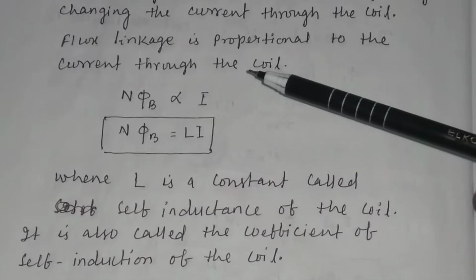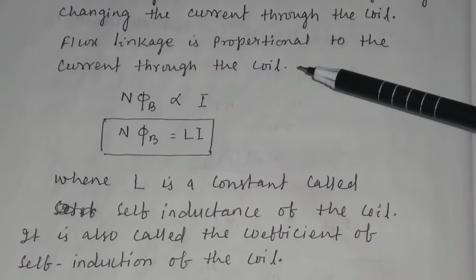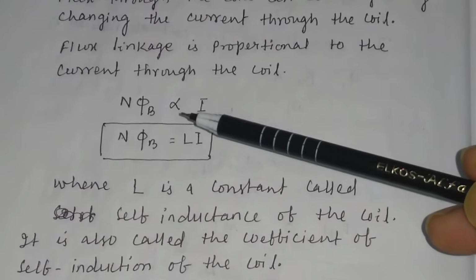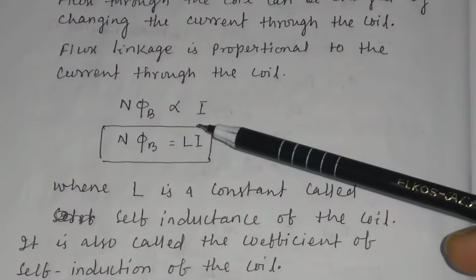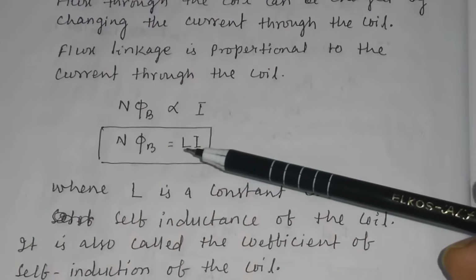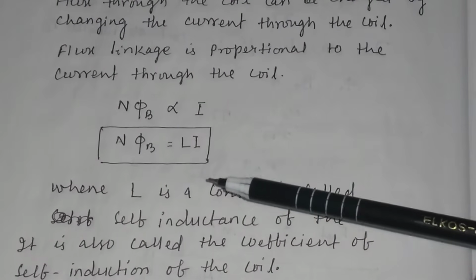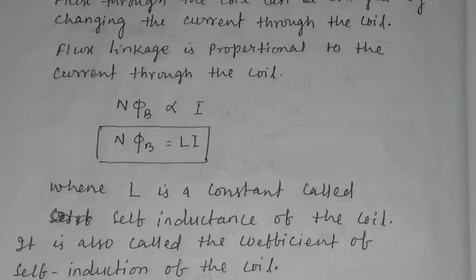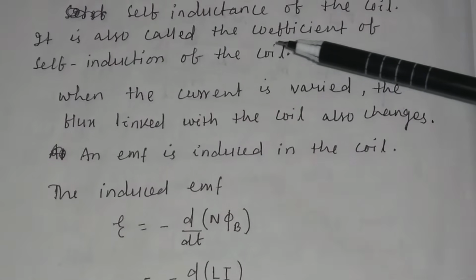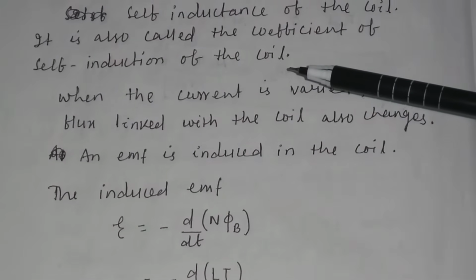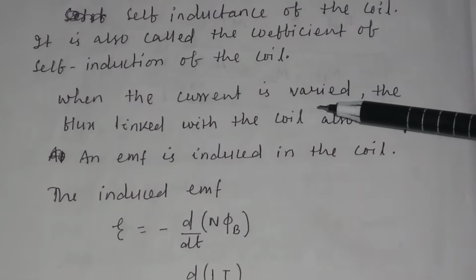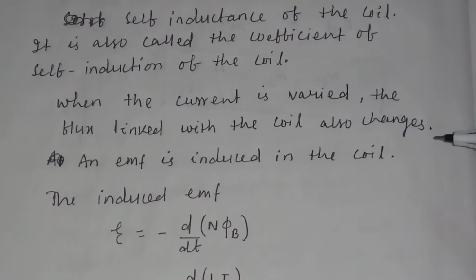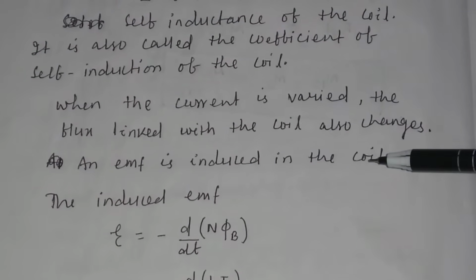We know the flux linkage is proportional to the current through the coil. Flux linkage N φB is proportional to I. So NφB is equal to L I, where L is a constant called the self-inductance of the coil. L is also called the coefficient of self-induction of the coil. When the current is varied, the flux linked with the coil also changes and EMF is induced in the coil.